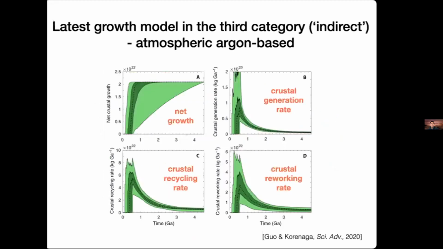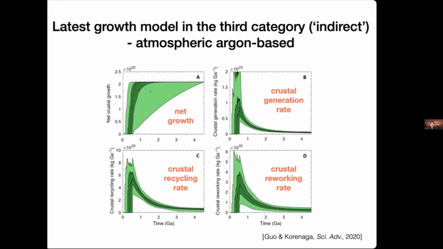Okay, and this is a more recent effort on continental growth. This one is a third category: an indirect approach, because here we are using the evolution of atmospheric argon isotopes to quantify continental growth. This indirect inference is quite involved because atmospheric argon is sensitive to not just continental growth, but also a bunch of other processes like meteoritic input and magmatism, which you need to account for. As a result, our constraint on net crustal growth is rather broad, covering from instantaneous to gradual growth.